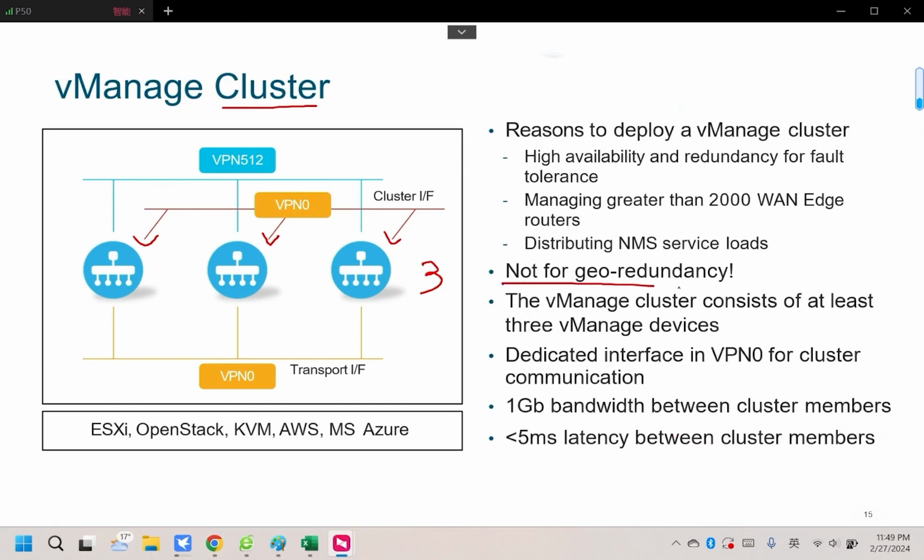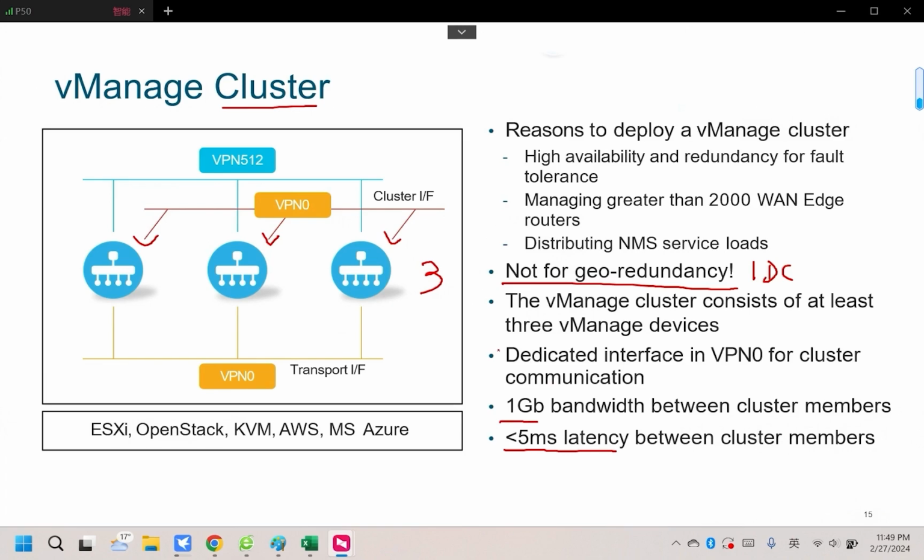The communication latency within the data center should be less than 5 milliseconds. The requirement is very high. For this communication, VPN 0, the minimum speed for these interfaces is a 1G line. This needs to be noted after we have deployed the cluster.